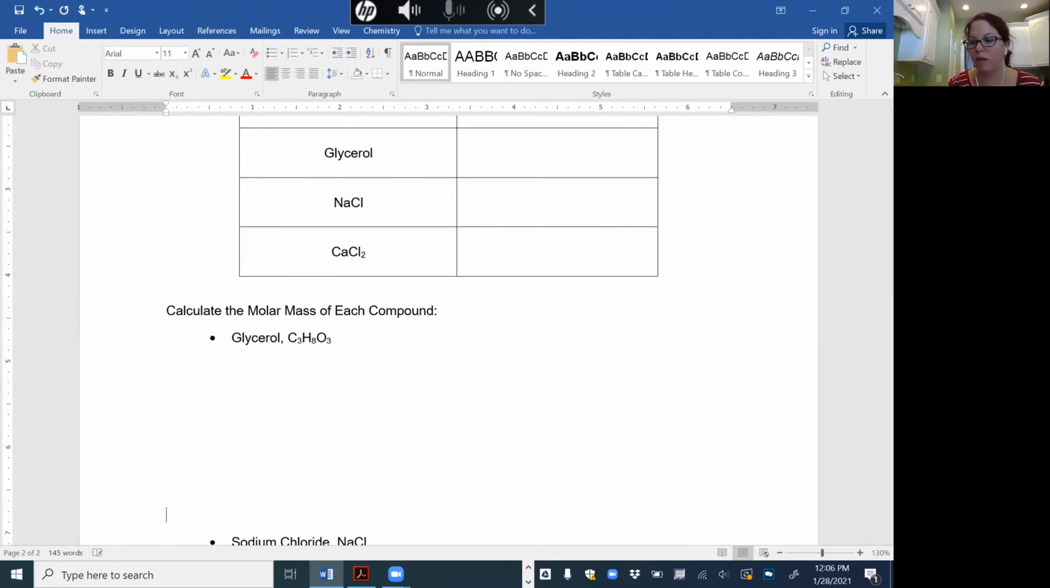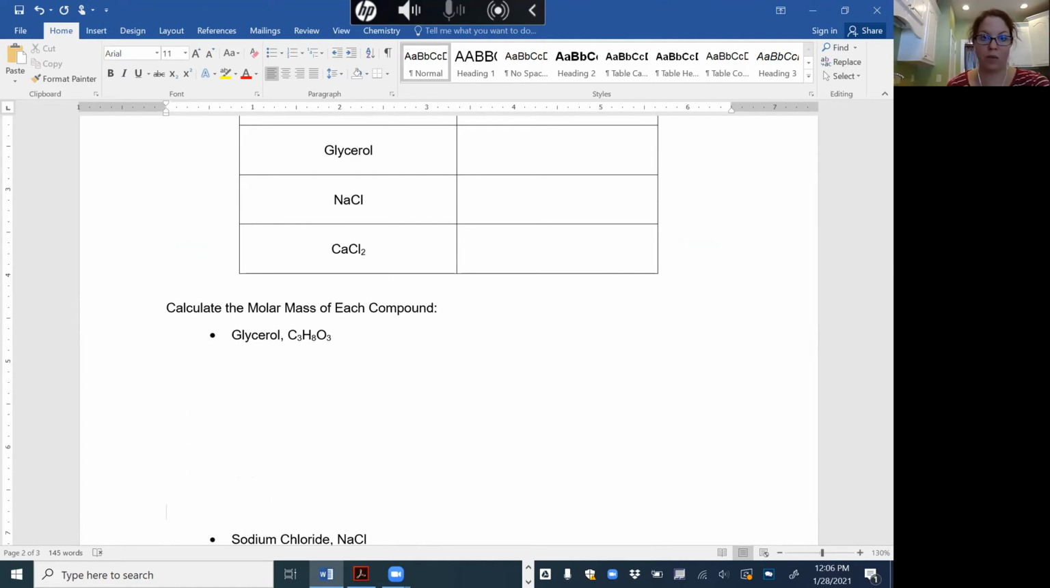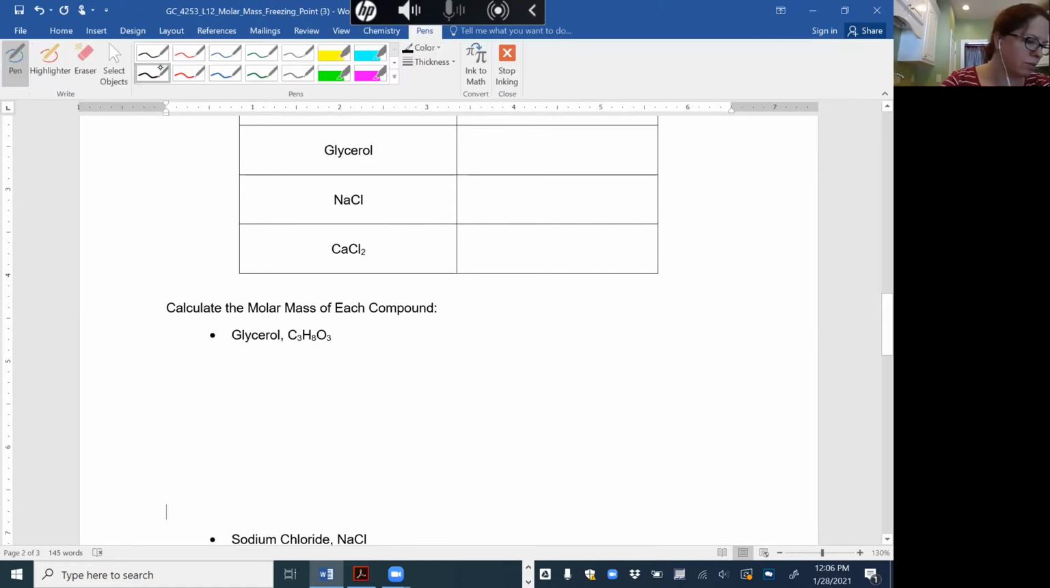And so this is where I usually see a lot of questions come in. So let me talk you through some of these calculations just a little bit. I've got to get my Zoom menu out of the way so I can use my pen. Okay. All right, so with these calculations, we're trying to find the molar mass of each compound.